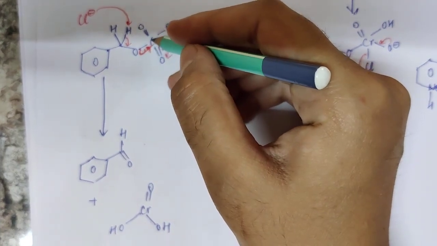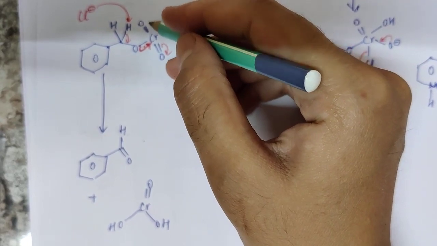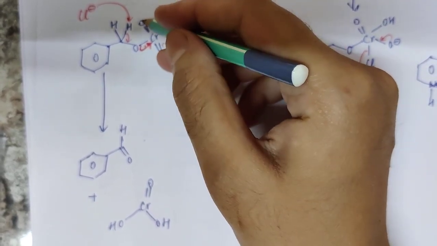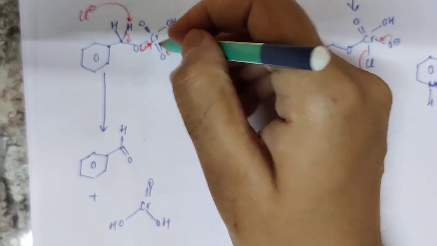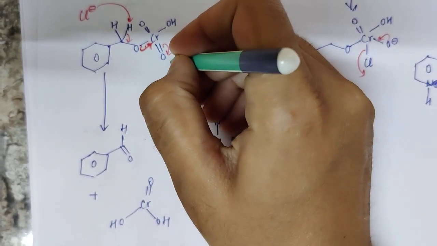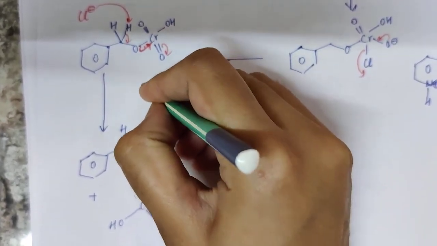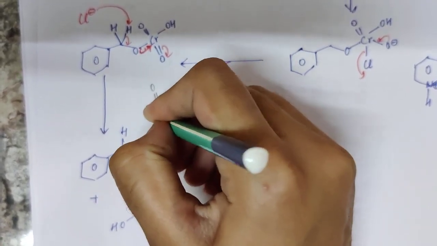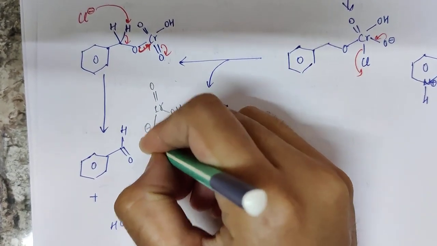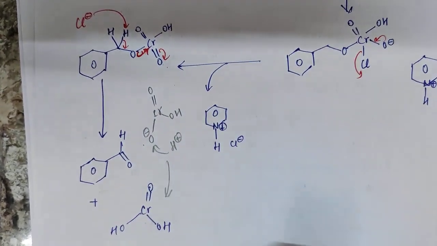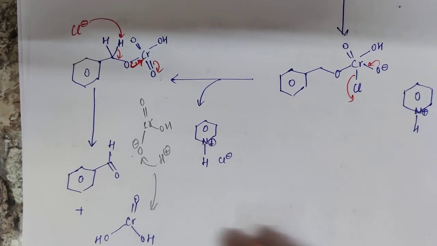and the other substance, chromium, has one double bonded oxygen that will remain as it is, and 2 hydroxy groups. This is OH and this is O negative. So it will take a proton from the solvent and form this. So this is how the reaction proceeds for PCC.